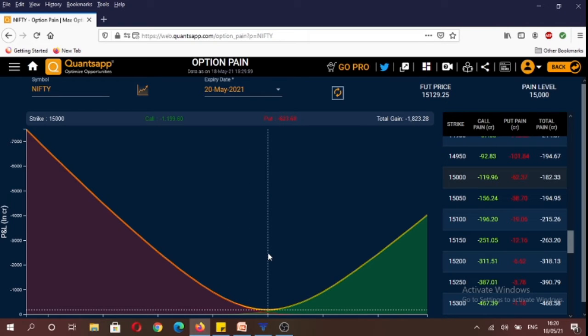The max pain level has shifted from 14,800 to 15,000 level for the 20th May weekly expiry contract. It just tells us that if the market was to expire at 15,000 odd levels on 20th May, in that scenario put and call option buyers are going to suffer huge losses, as on expiry a large percentage of options expire worthless.